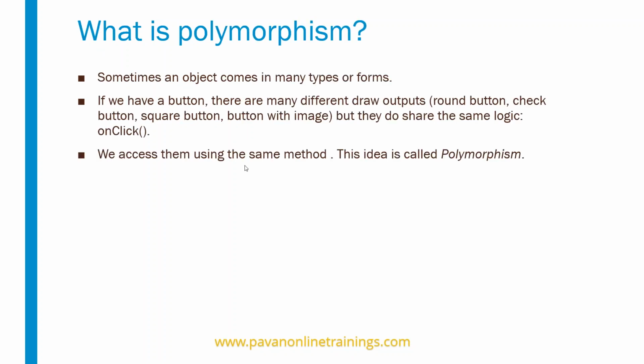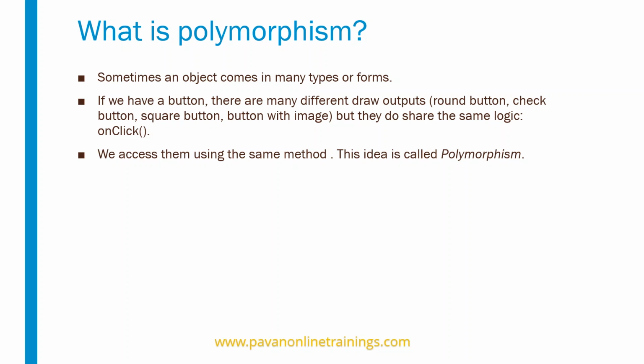So sometimes an object comes in many types or forms. So if you have a button, there are many different outputs like a round button, check button, square button, or button with some image, but they do share the same logic. So whenever we click on the button, it will do the same thing, and we can access them using the same method. So this idea is basically called polymorphism.